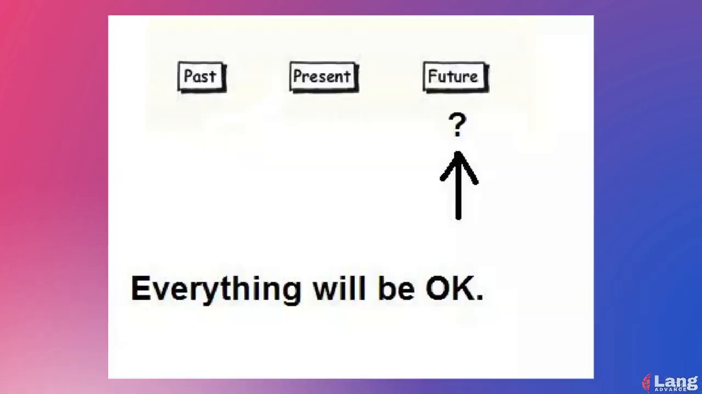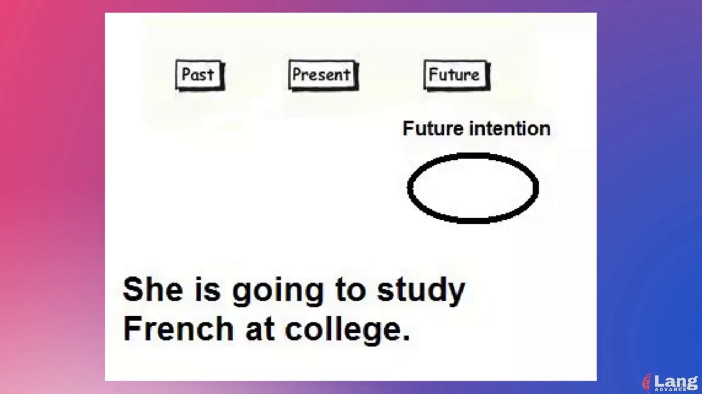In this image, we can see the past, present, and the future. We can say everything will be okay. This is because we're using the verb be. If we have a future intention, if we do have a plan, we're generally going to use going to. She is going to study French at college. It's more correct to say going to because she has a future intention. That means we should not use she will study French at college. We can say she's going to study French at college.